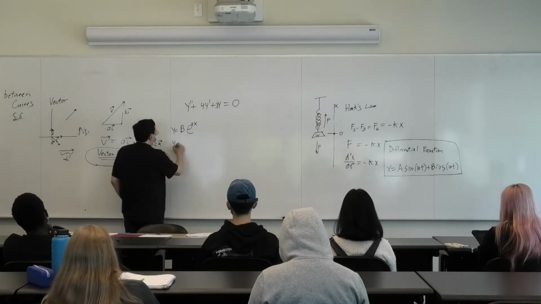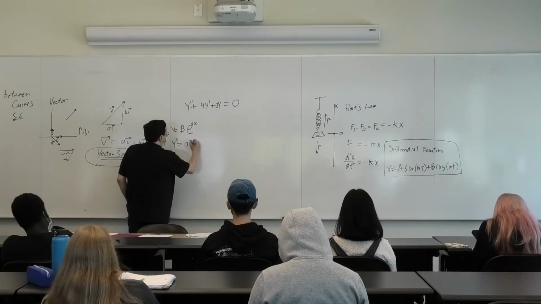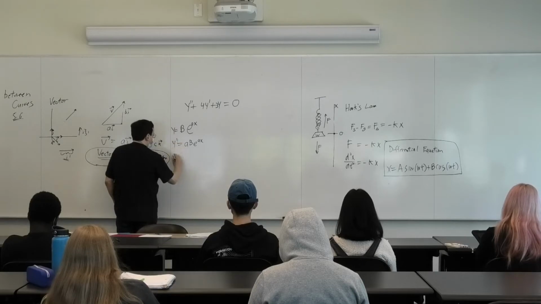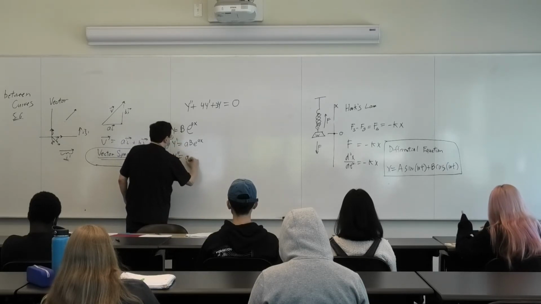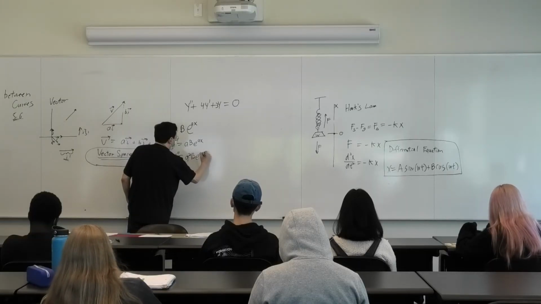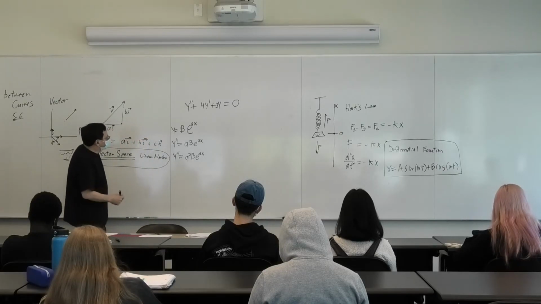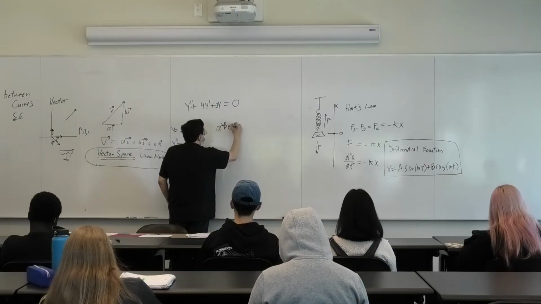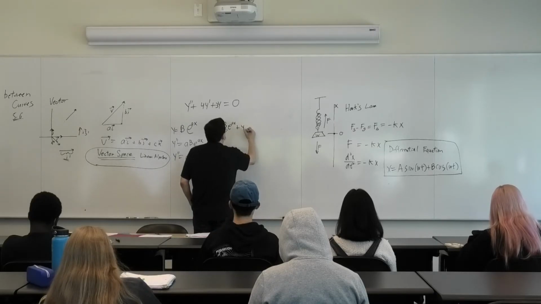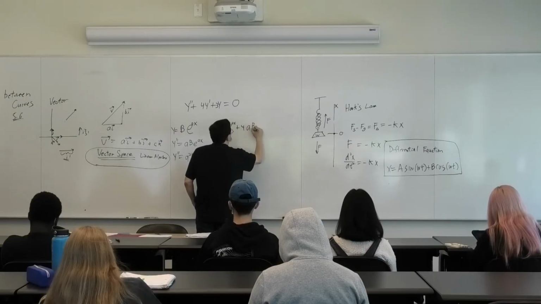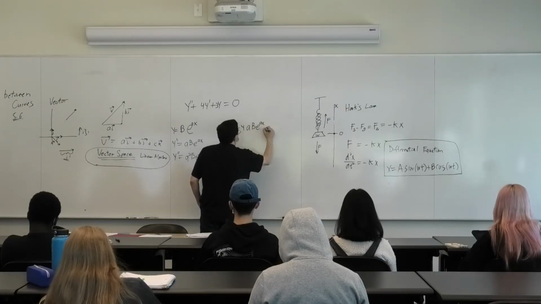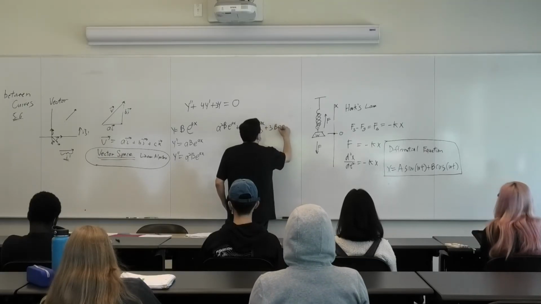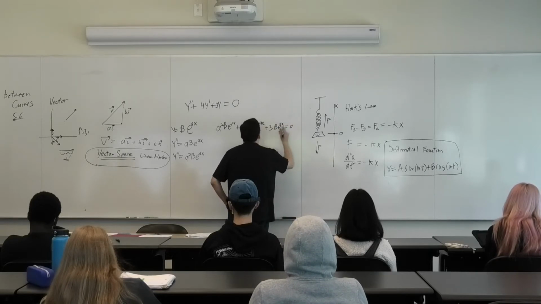So let's see. Y double prime equals ab e to the ax. No, that's y prime. Y double prime equals a squared b e to the ax. I want to plug these in. A squared b e to the ax plus 4ab e to the ax plus 3 e to the ax equals 0.